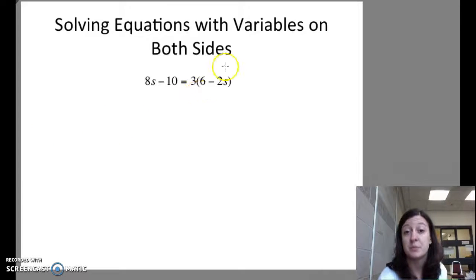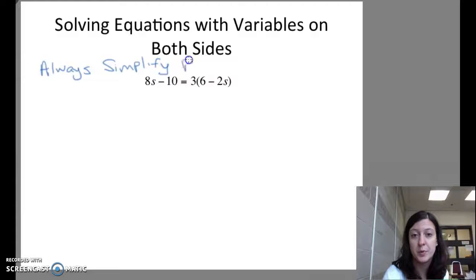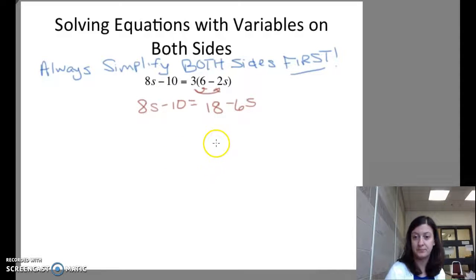Solving equations with variables on both sides. Well, the first thing that you always want to do is simplify each side before you do anything. Simplify both sides first. So this side is simplified, so that's 8s minus 10 equals, I'm going to distribute, 18 minus 6s. Okay? So step 1, always simplify first.